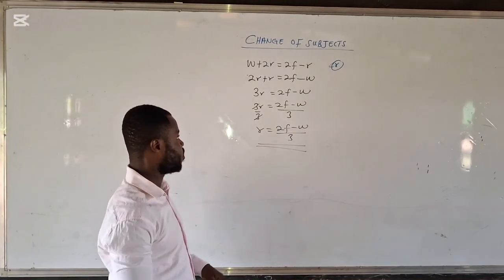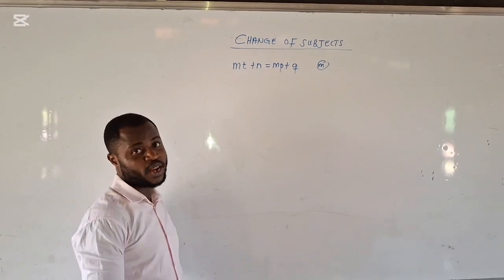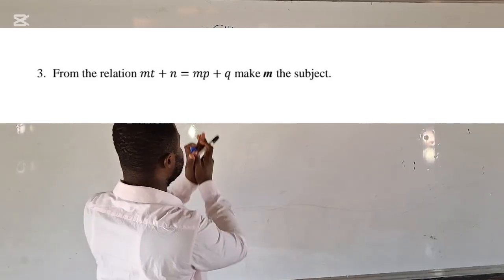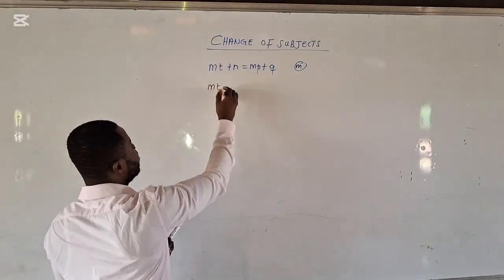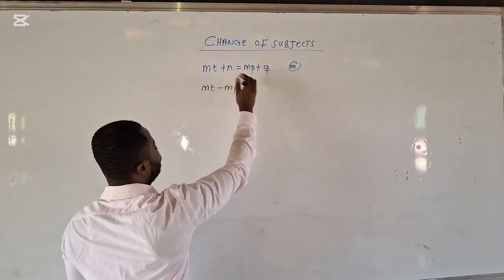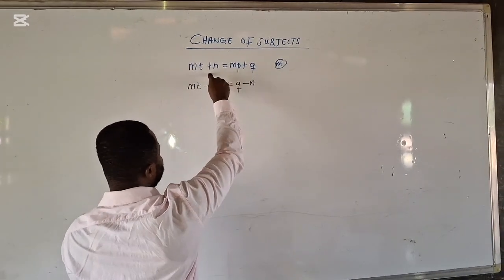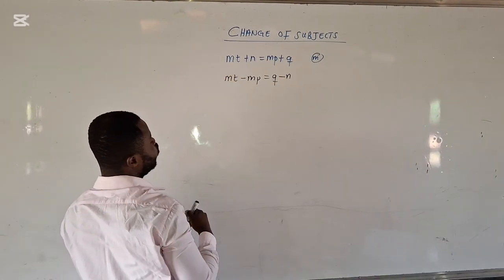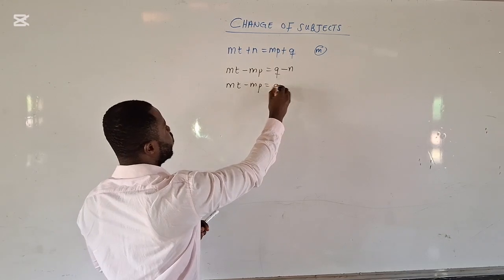So let's take another question on change of subject. In this question, we have mt plus n is equal to mp plus q. We have to make m the subject. Once again, we have m at both sides, so we have to group them to one side, and the other variables at the other side. So we have mt, this one will be minus mp is equal to q minus n, because the n is coming to meet the q, so addition changes to subtraction. This one too is positive, you come here, it's going to be subtraction. So we have mt minus mp is equal to q minus n.